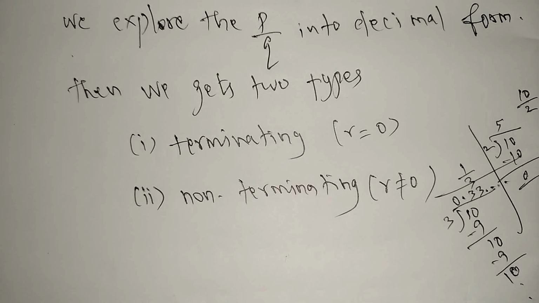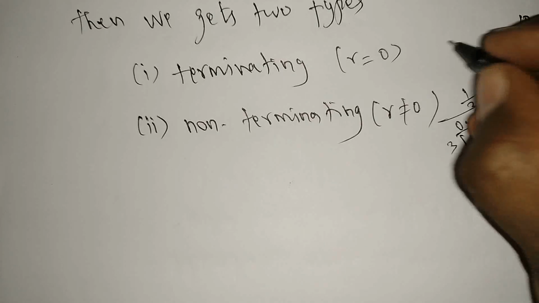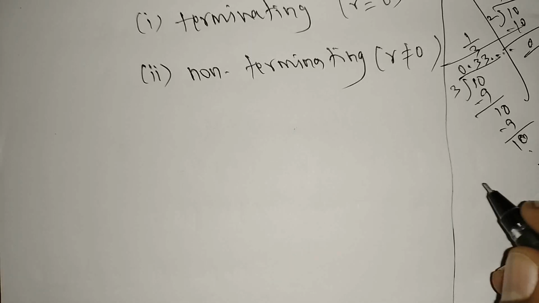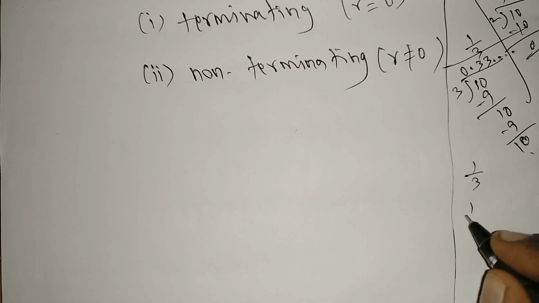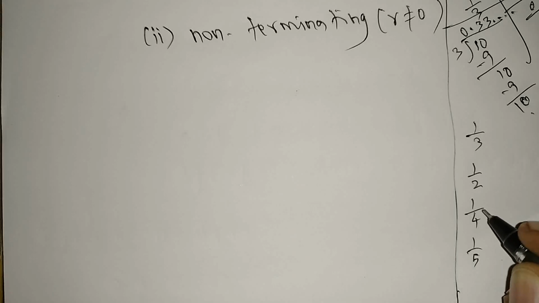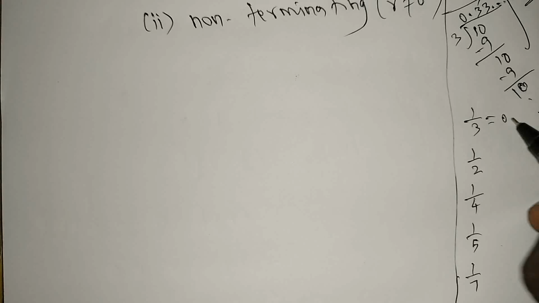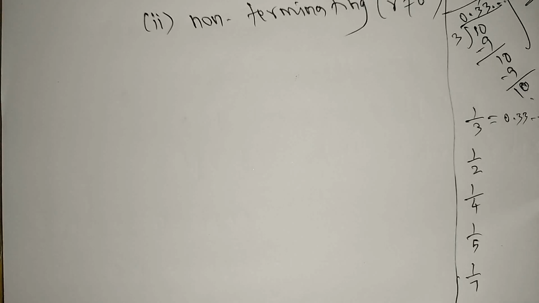Now just see, suppose we have 10 by 2, see the denominator 2. Some other numbers I'm taking: 1 by 3, 1 by 2, 1 by 4, 1 by 5, and 1 by 7. If we divide these, 1 by 2 gives 0.5, 1 by 4 gives 0.25, and 1 by 5 gives 0.2. But the divisions of 1 by 3 and 1 by 7 go on without terminating.